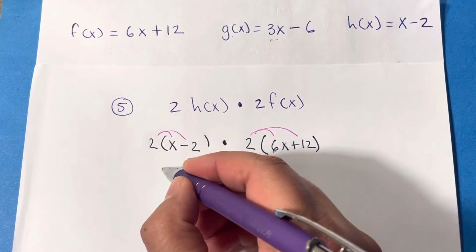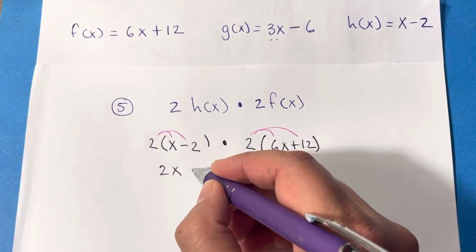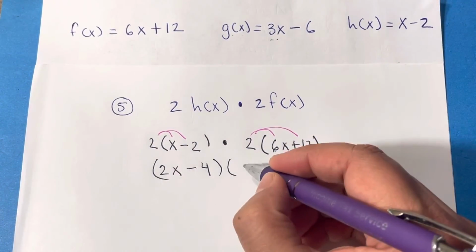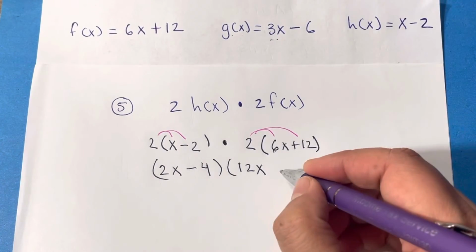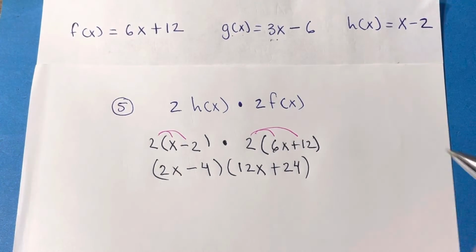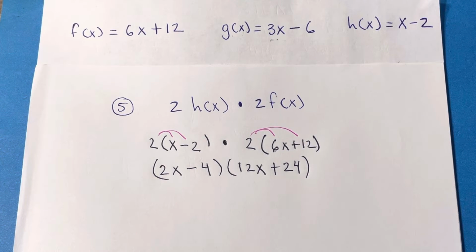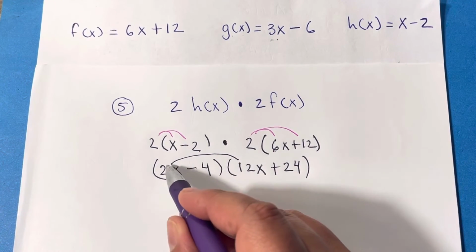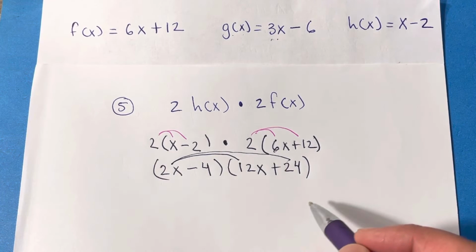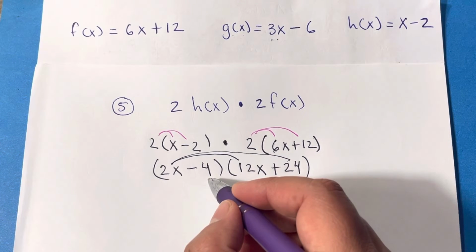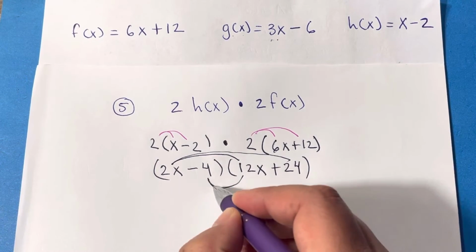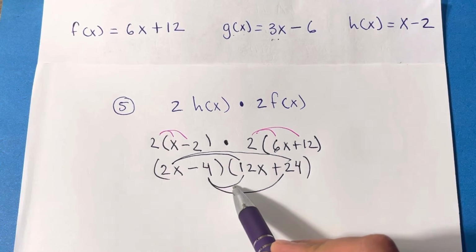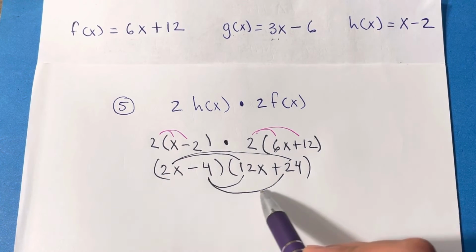And we get 2 times x is 2x. 2 times negative 2 is negative 4. And we're going to multiply that times 2 times 6x is 12x. And 2 times 12 is 24. Then we're going to do FOIL. First, I say this double distributive property because you get the first term and multiply by both terms in here. And then the double distributive property, the second one is the negative 4 times both terms in here. But it's the same as FOIL. First, outside, inside terms, and last terms in each parenthesis.